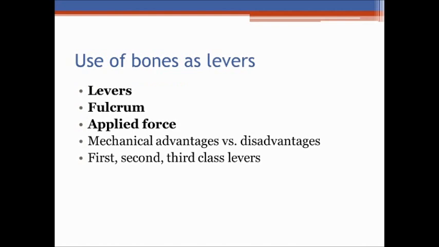Bones can act as levers for muscles. Levers move on fixed points called fulcrums, and they move when an applied force is sufficient to overcome a load. A mechanical advantage is when the force is farther from the fulcrum than the load, and a mechanical disadvantage is when the force is closer to the fulcrum than the load. There are also first, second, and third class levers, but I don't care that you know what those are.